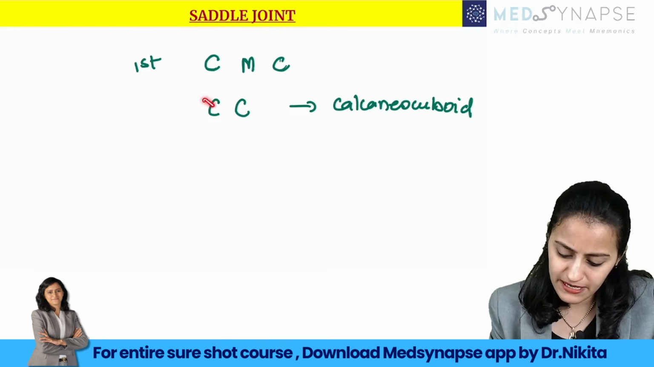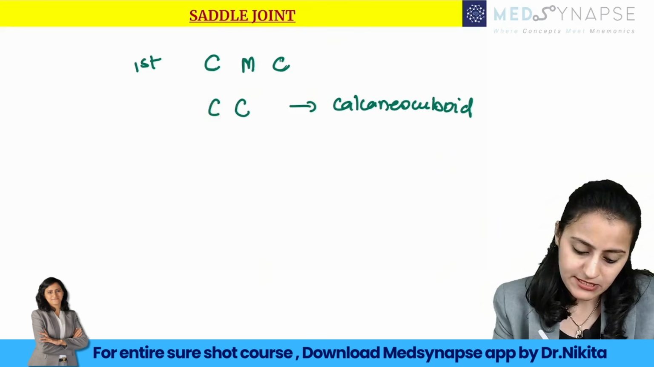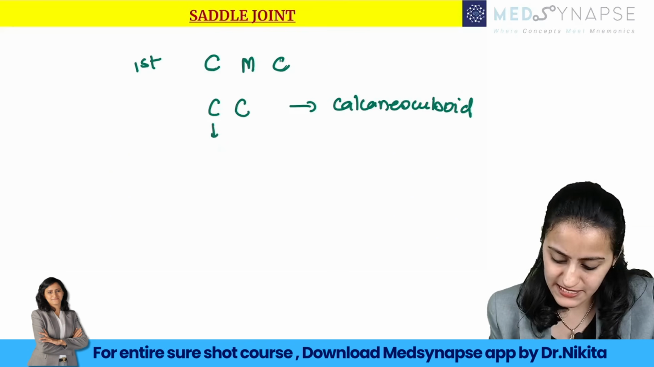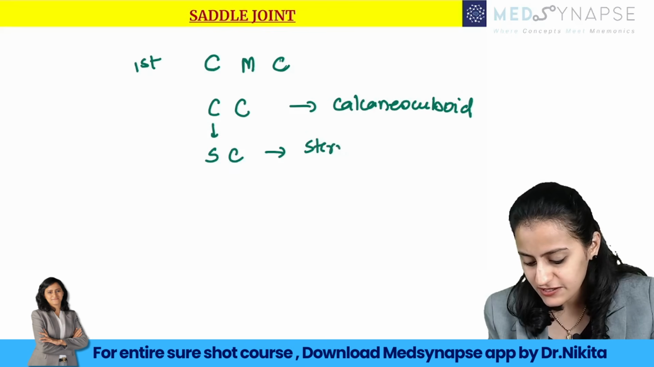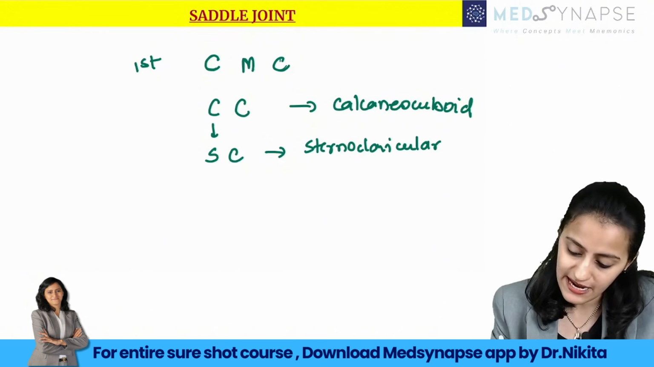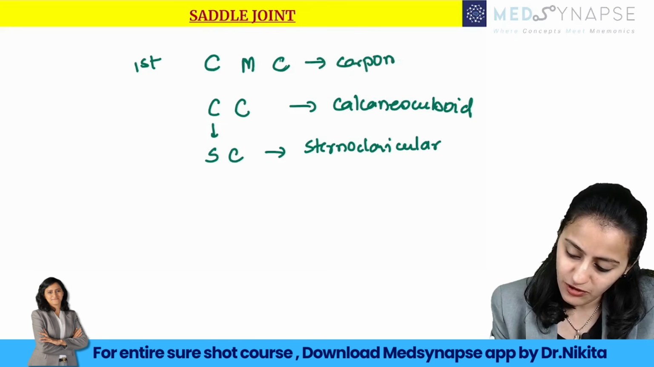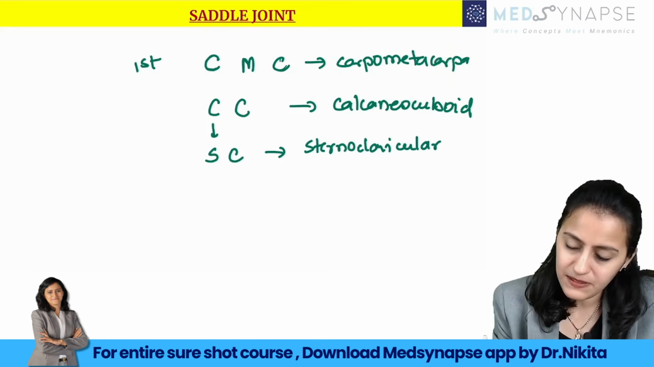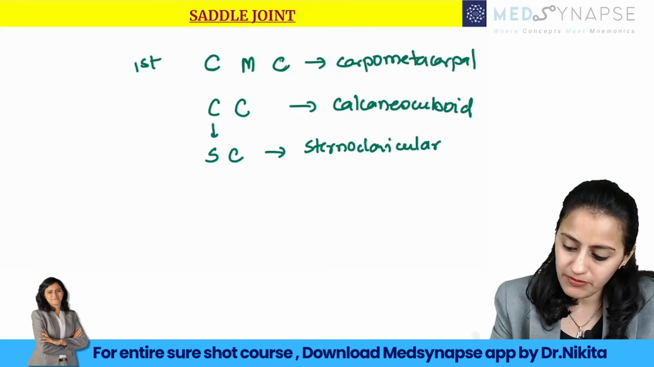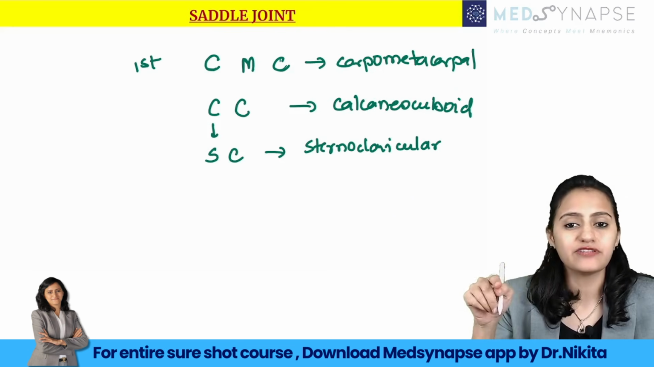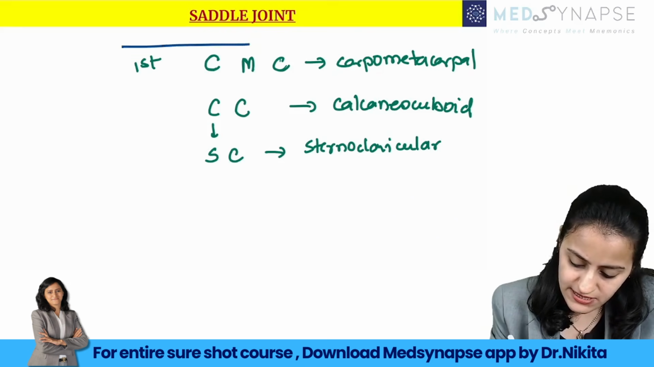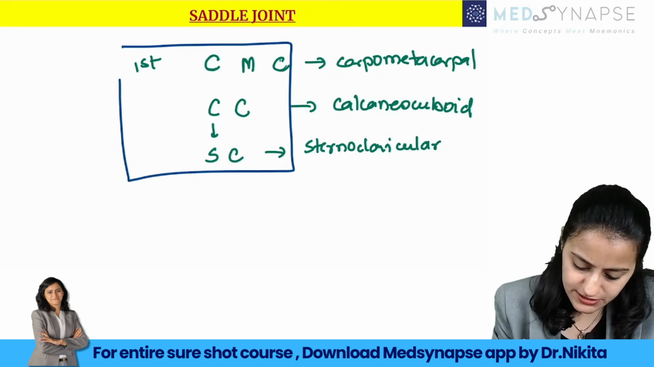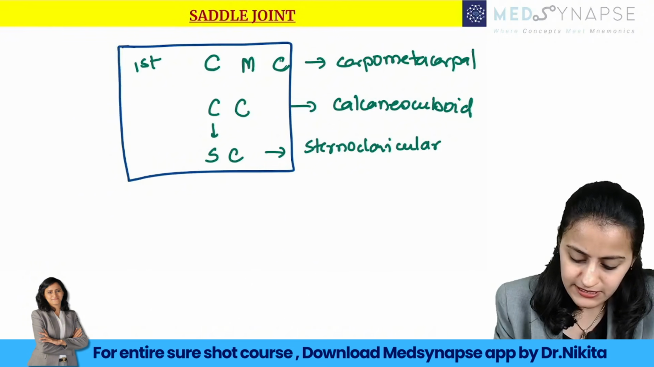Now the next alphabet I remove is the C. If I remove C and replace it with S, this becomes your SC, the sternoclavicular joint. This is a saddle joint. The CMC stands for carpometacarpal joint. So remember CMC, remove the M, CC, remove the C, SC. These are your saddle joints. This is the mnemonic for your saddle joint.